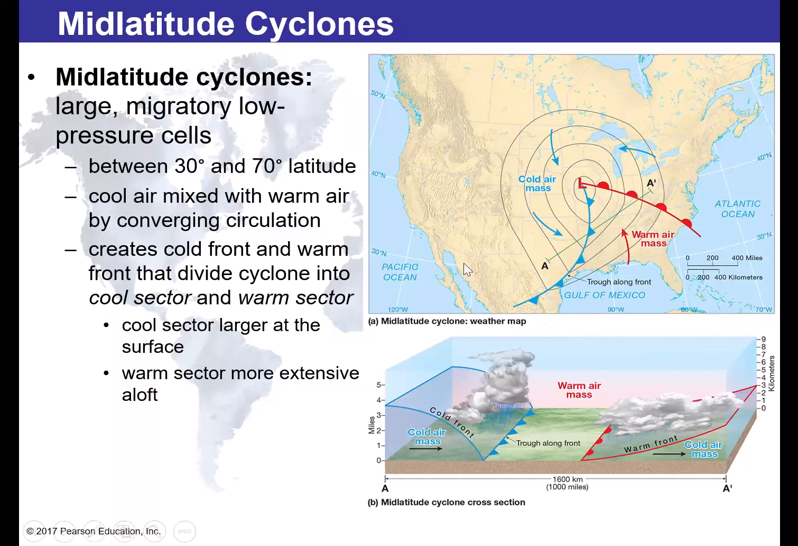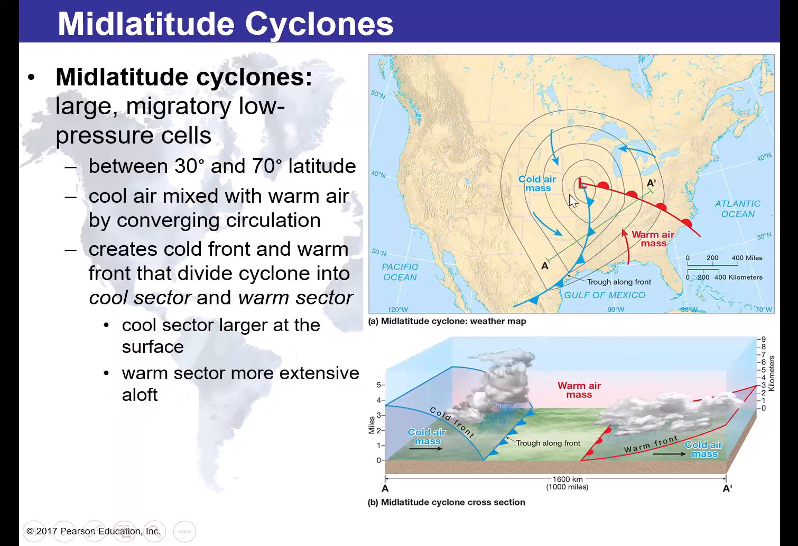So when we have a cold air mass and a warm air mass that converge, it is going to divide the cyclone into a warm sector and a cool sector. And the cool sector is generally larger at the surface, while the warm sector is more extensive aloft. So this is referring to the upper atmosphere.